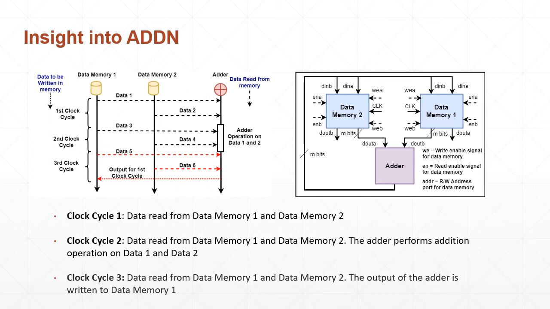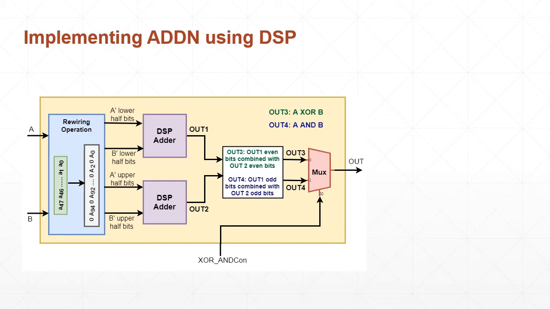Now let's get into the details of how we have implemented finite field XOR and AND operation using integer DSP adders. The first operation that we perform is a rewiring operation, where we take the operands A and B and then expand the length of A and B by including 0 at every alternative bit position. Next, we perform two concurrent additions using DSP adders between the lower half of A and the lower half of B, and the upper half of A and the upper half of B.